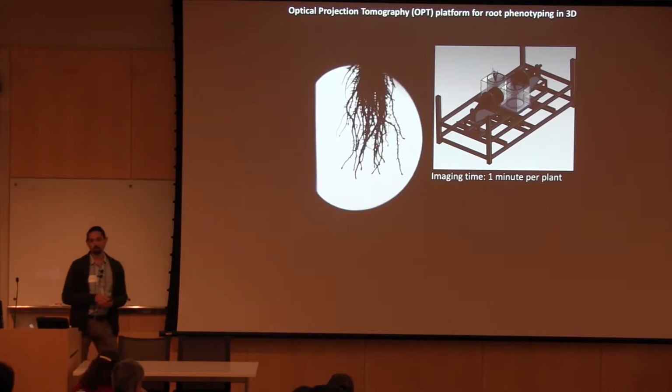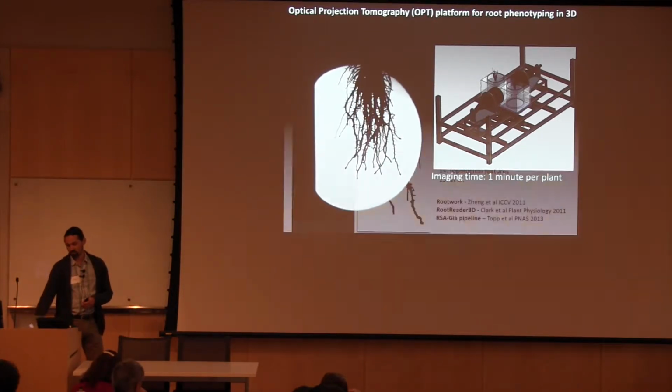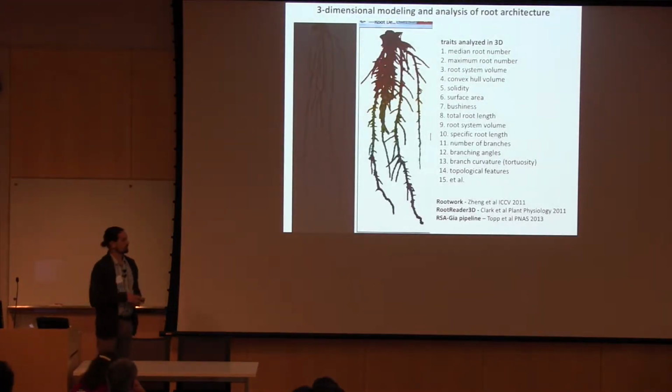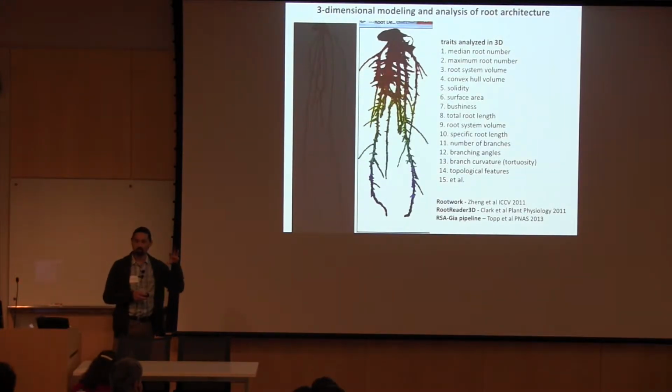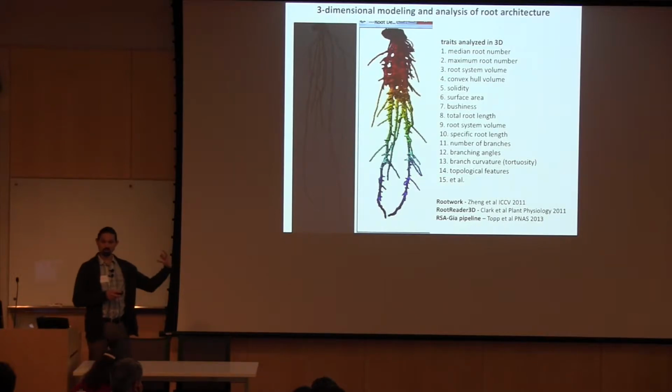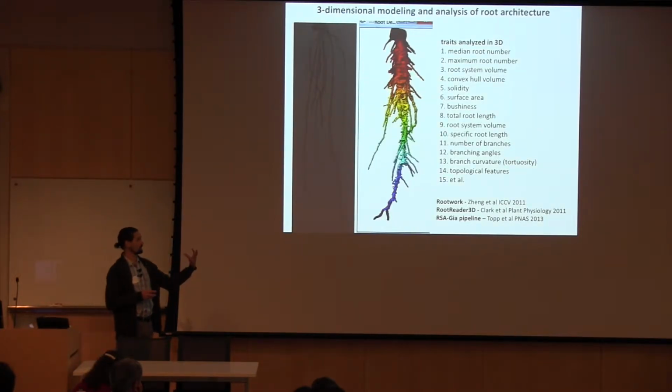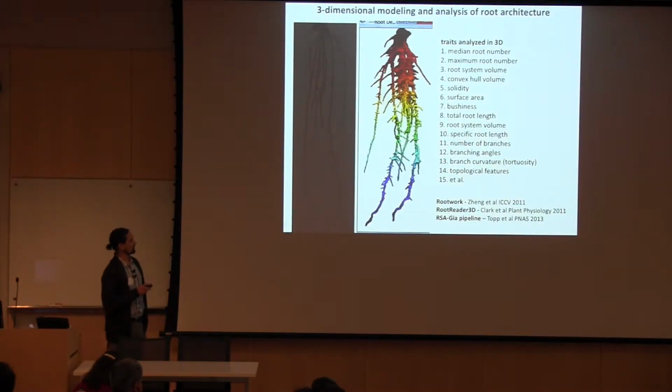So we capture three-dimensional information about the roots. And from that, we can actually make a three-dimensional model. And once we have this model in hand, we have to figure out what to measure about it. So we literally have now a phenotypic reality, but how do we capture all the variation here?